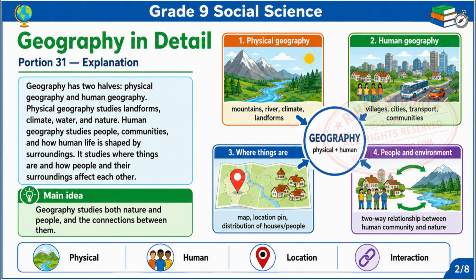Explanation. Geography has two halves: physical, landforms, climate, nature, and human, people and communities. It studies where things are and how people and their surroundings affect each other.